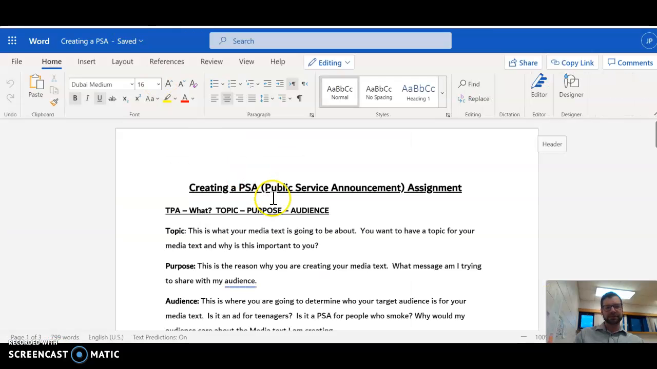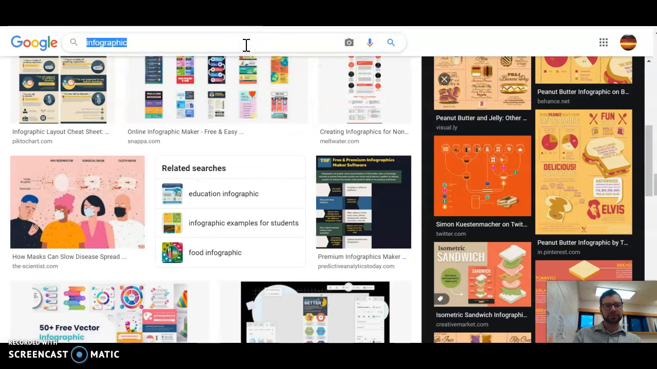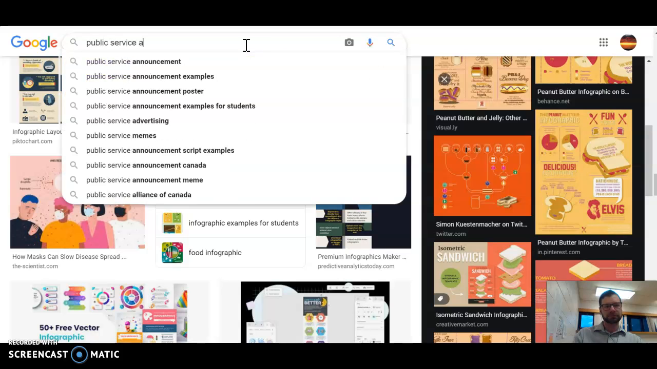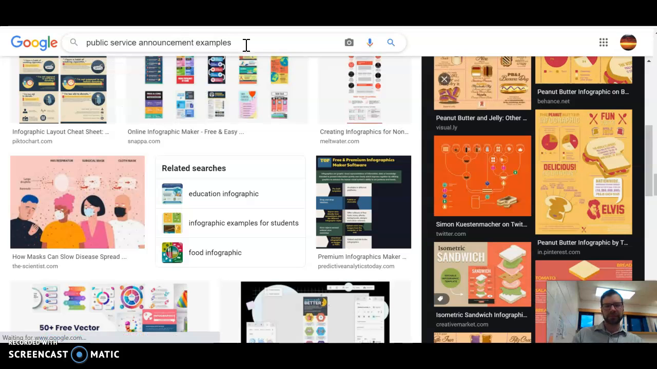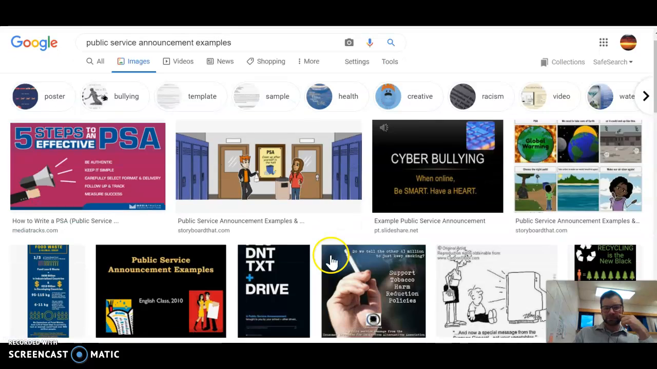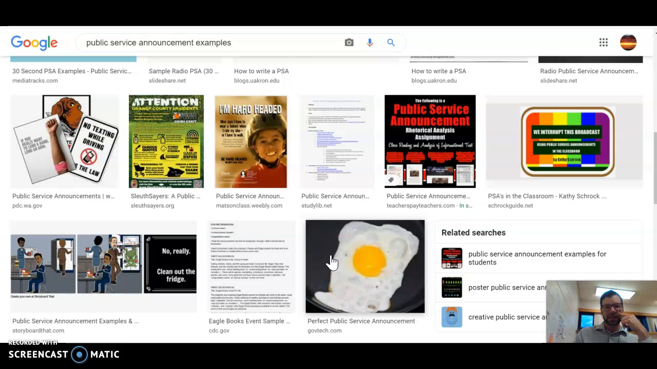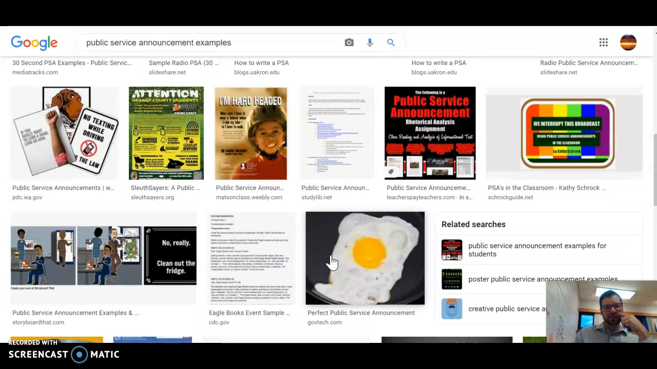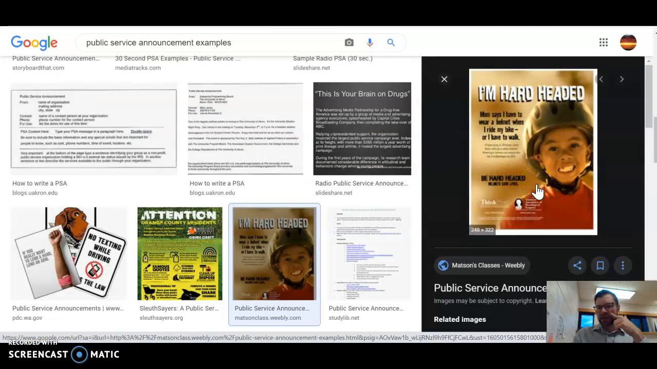So the next one, creating a PSA. Let's take a look at an example. Kind of like an infographic, but... I'm hard-headed. Mom says I have to wear a helmet when I ride my bike, or I have to walk. Be hard-headed. So this is a public service announcement about wearing helmets.